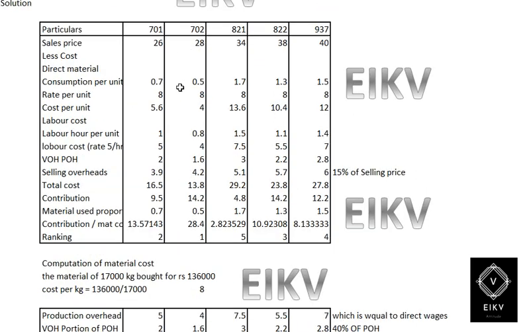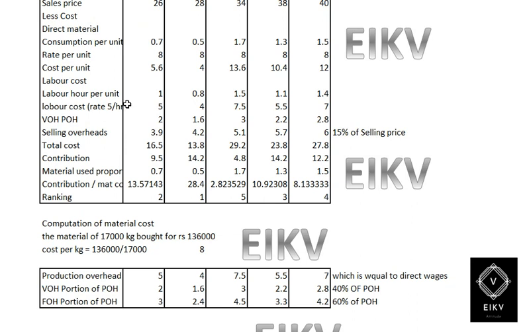So when we multiply the material per unit with the quantity used for each product, we will get the cost of the material used for each particular unit. Then labor hour per unit and labor rate has been given. So when we multiply labor hour per unit with labor rate, you will get the total labor cost as 5, 4, 7.5, 5.5 and 7.